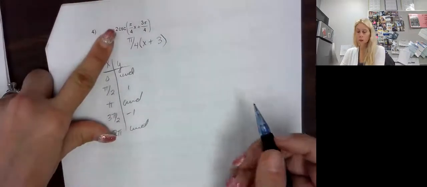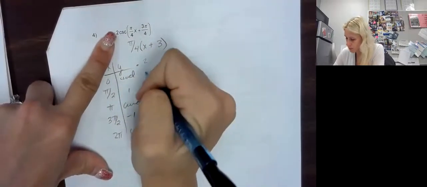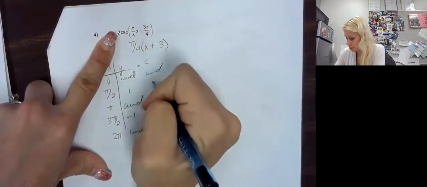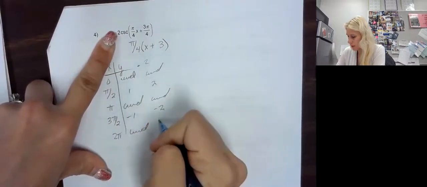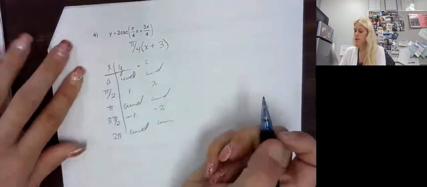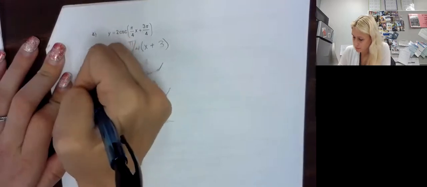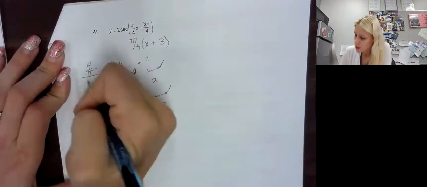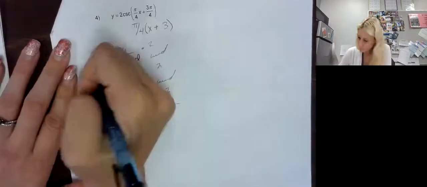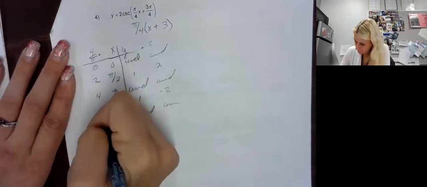All right, so we got to remember that too. So we're doing this vertical stretch of 2: undefined, 2, undefined, -2, undefined. Let's do our period first. We're going to multiply by 4 over pi. I know that seems weird, but remember, some things cancel. So we get 0, 2, 4, 6, and 8.